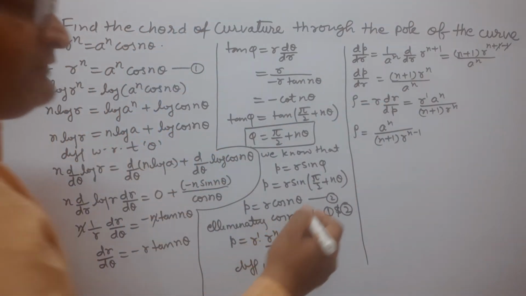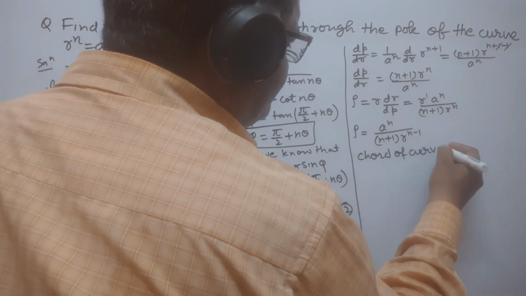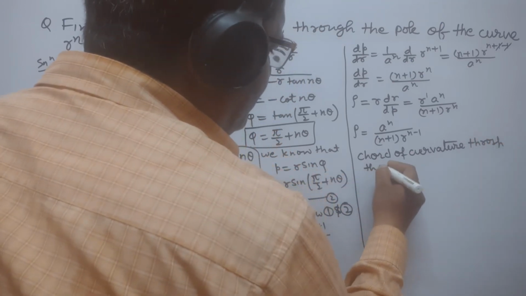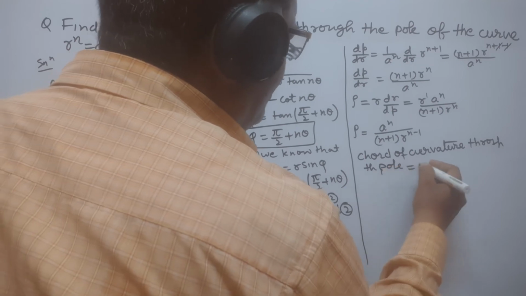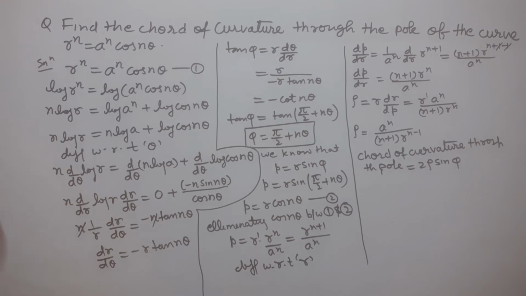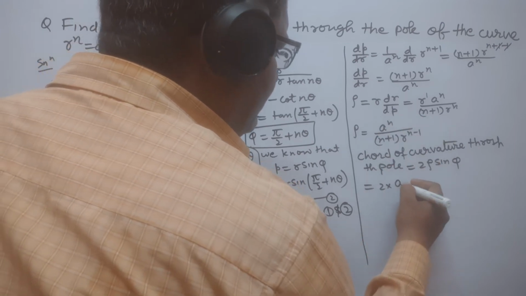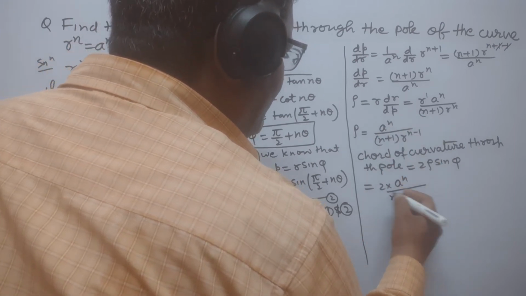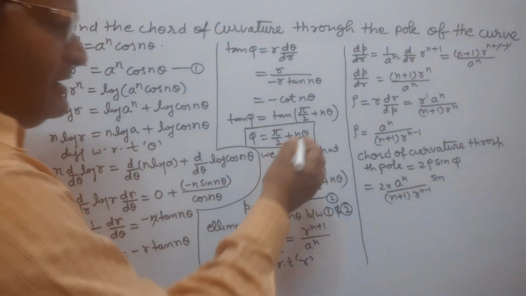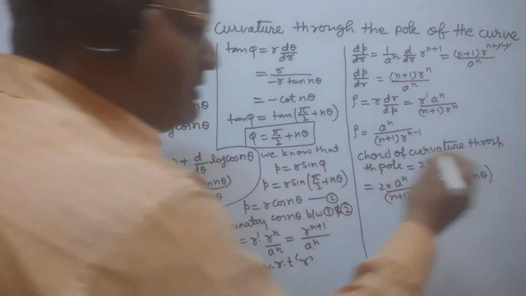Now we know that the chord of curvature through the pole is equal to 2 rho sine phi. So we put here the values of rho and phi and get the chord of curvature through the pole. So 2 here, and rho is here, that is a to the power n divided by n plus 1 and r to the power n minus 1. And here we put the sine value of phi, that is pi by 2 plus n theta, we can see here. And sine of 90 plus theta is equal to cos theta.